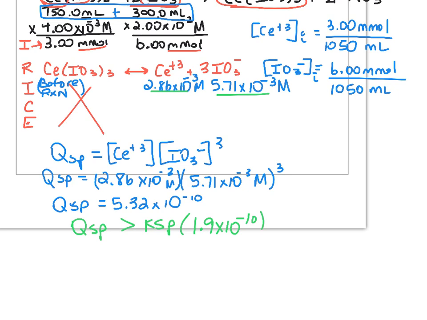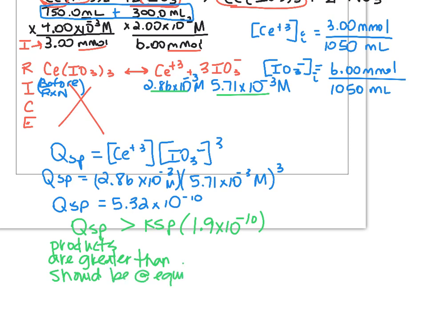So what does that mean? That means that your products are larger than they should be, greater than they should be at equilibrium. So that means basically I'm beyond the saturated quantity. So I'm oversaturated or supersaturated. So my solution will not like this.